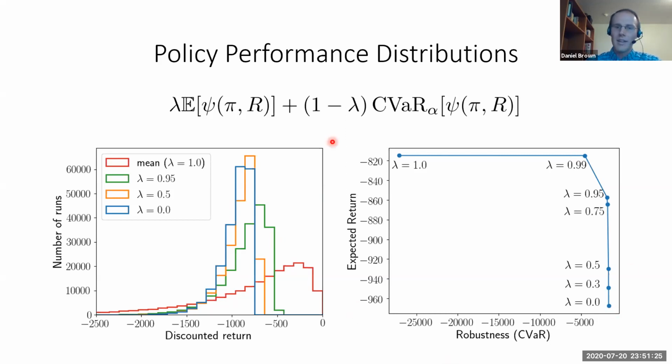We can also plot the efficient frontier as we change lambda from lambda 0, being purely risk sensitive, to lambda 1, being purely return maximizing. We get this portfolio of different policies that we can evaluate that trade off robustness and expected return. And you can see that if we trade off a little bit of expected return, we can typically increase our value at risk by a significant amount, which is nice.